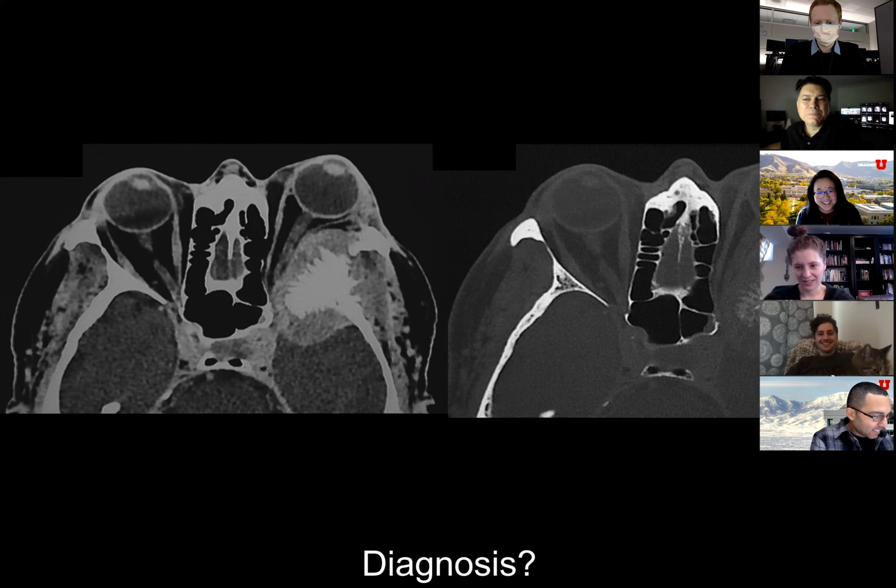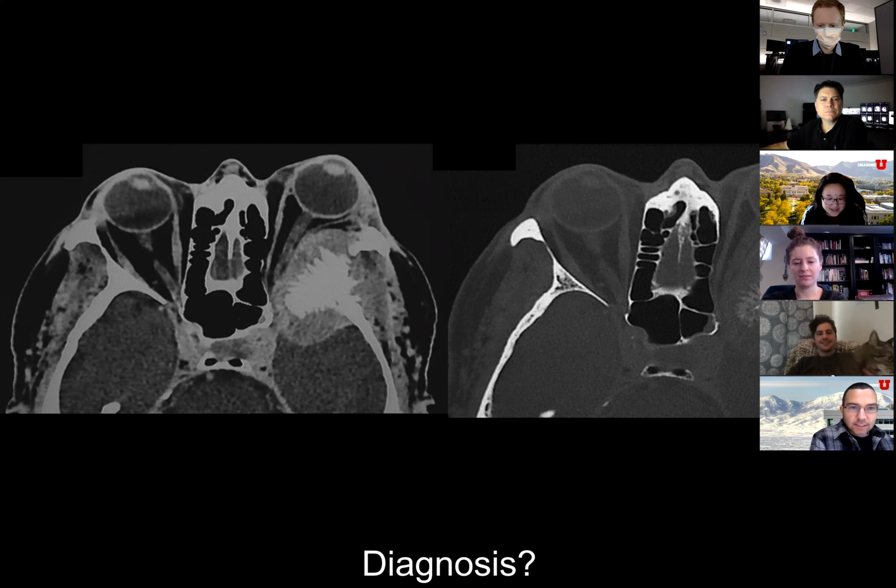So there's a mass in the sphenoid bone on the left that has a soft tissue component to it. It extends into the orbit, the middle cranial fossa, and also laterally into the superficial tissues. Yeah, I'm thinking about something aggressive. Looks aggressive.